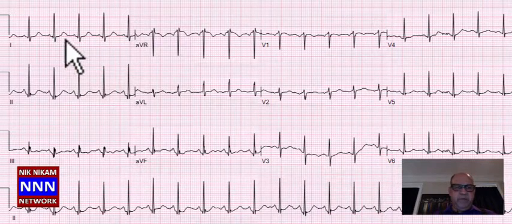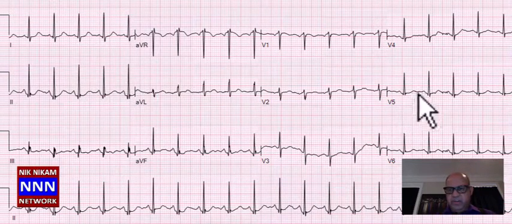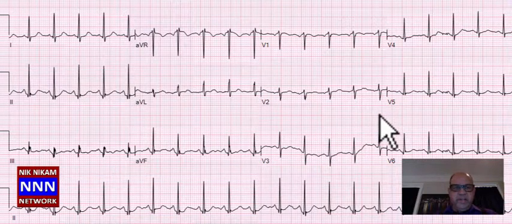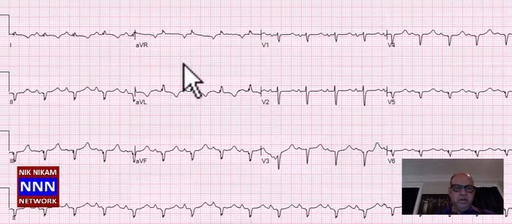Okay, this is a pretty rapid rate, sinus tachycardia at a rate of 120 per minute. The inferior leads look okay, the anterior leads look alright, the lateral leads reveal some T wave changes. But other than that, I don't see anything significant. So this is sinus tachycardia with some non-specific T wave changes.